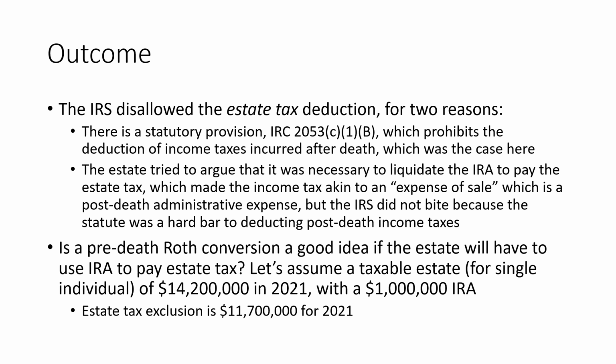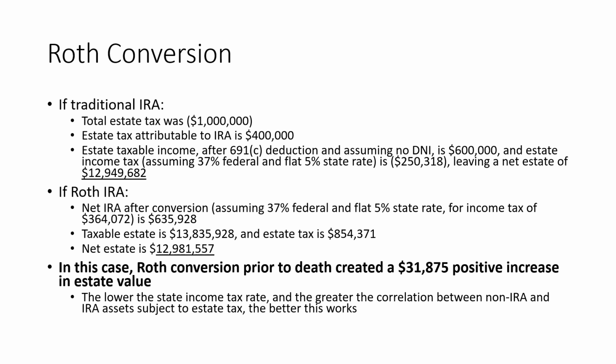Let's assume we have a taxable estate of a single individual, and the taxable estate is $14.2 million in 2021. Now in 2021, the estate tax exclusion is going to be $11.7 million. So we're going to have essentially $2.5 million of this estate that's taxable, and we're going to have a $1 million IRA in the estate as well. Now, if there's a traditional IRA and we're following these facts from this technical advice memorandum, what we have is a total estate tax of $1 million. That's 40% of that $2.5 million. And the estate tax attributable to that IRA would simply be 40% of the IRA amount, or $400,000.